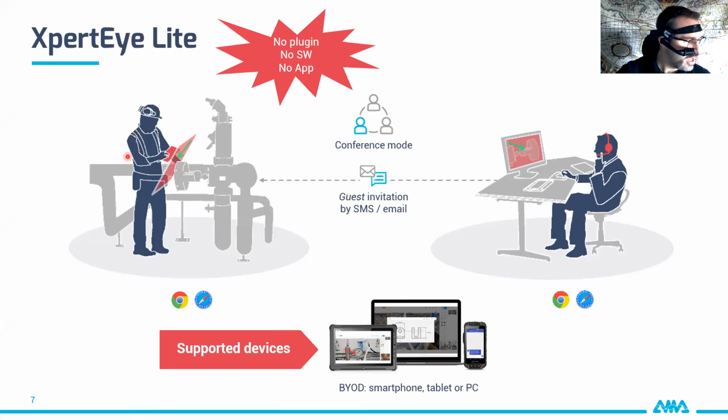In this case, we have a local operator that is using maybe a tablet, and he's sharing the view with the expert on the other side, who sees what the local operator is framing and can take pictures and add annotations that will be shown on his screen. Another interesting thing is that you can also invite guests via SMS or email. And because you don't need to install any application, any software, the other person will just jump in the call immediately as soon as they open the browser.